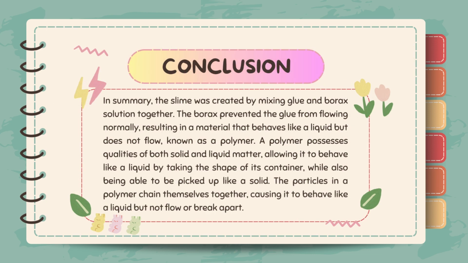Next, the conclusion of the experiment. In summary, the slime was created by mixing glue and borax solution together. The borax prevented the glue from flowing normally, resulting in a material that behaves like a liquid but does not flow, known as a polymer. A polymer possesses qualities of both solid and liquid matter, allowing it to behave like a liquid by taking the shape of its container, while also being able to be picked up like a solid. The particles in a polymer chain themselves together, causing it to behave like a liquid but not flow or break apart.